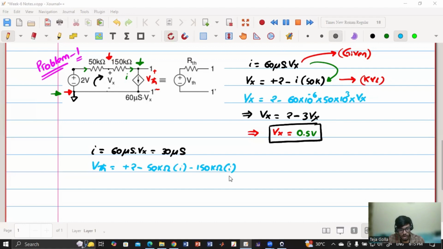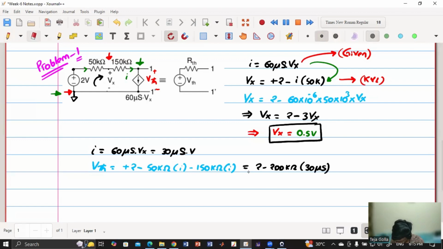Okay, so now I got this expression for VTH. If I do that, I'll get 2 minus 200 kilo ohm into I. I is what? 30 microsiemens into Vx. So it is microsiemens into voltage V, so that there will not be any confusion. So now this will be 2 minus 200 into 10 to the power 3 into 30 into 10 to the power minus 6.